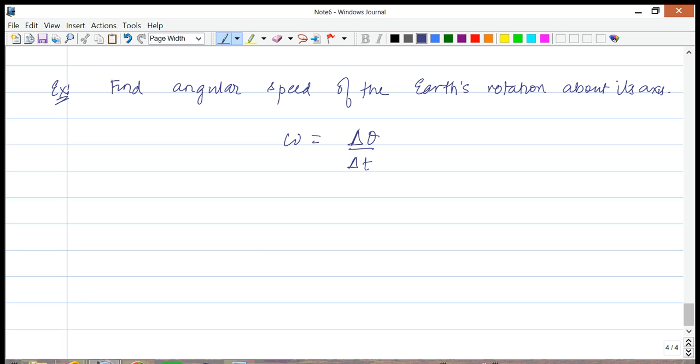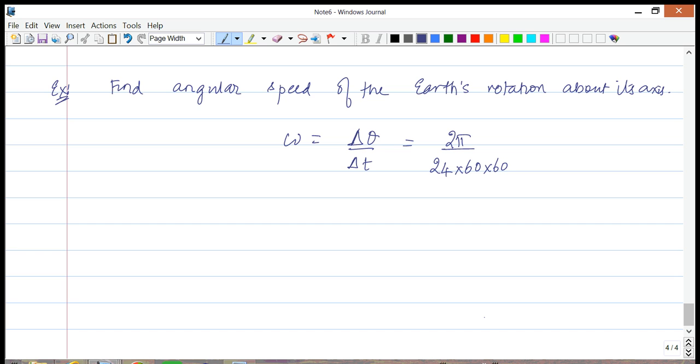Now for the Earth, as it spins around once about its axis, we know the angle. The angle is simply 2 pi, and the time it takes for one spin is simply 1 day, which is 24 hours. So it is 24 times 60 times 60, and from here we can figure out the angular speed for the Earth's rotation about its own axis.